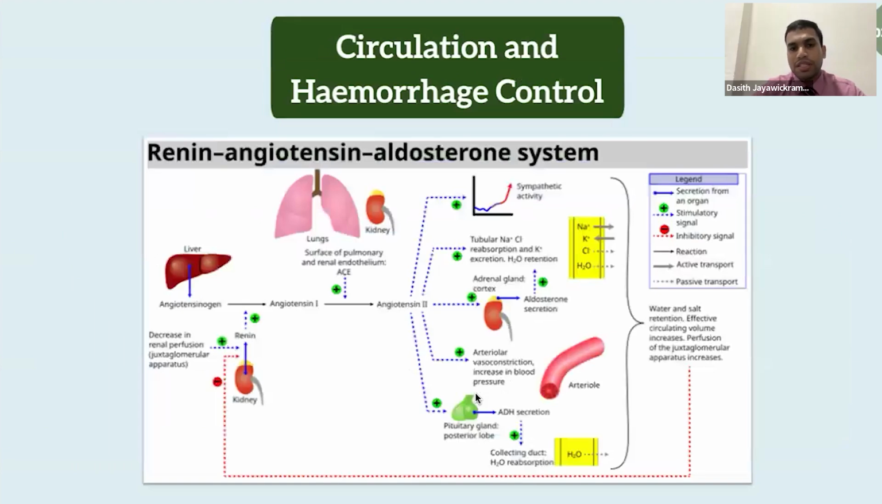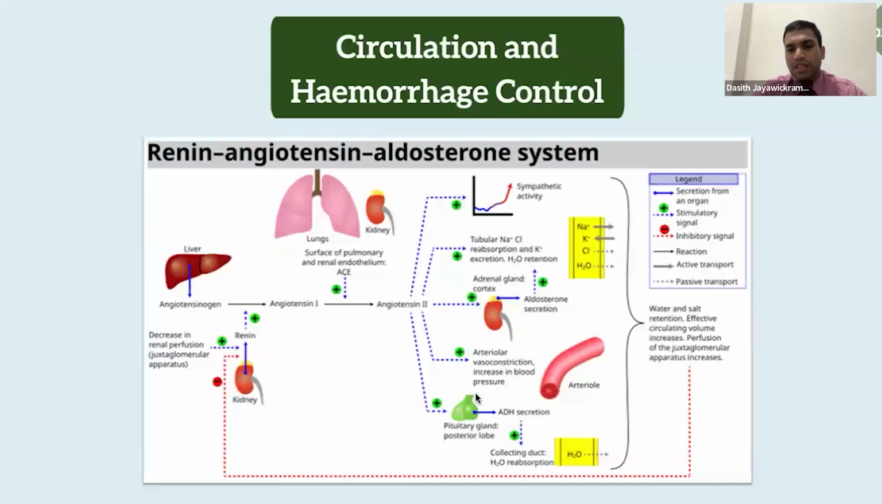So this is what I said. This is the renin-angiotensin-aldosterone system. I just put it for completion's sake. When there's hypovolemia, the juxtaglomerular apparatus detects it and secretes renin, which activates angiotensinogen, and angiotensin then converts into 1 and 2. Angiotensin 1 increases the sympathetic activity as well as arterial vasoconstriction, and increases reabsorption of fluid from the kidneys.